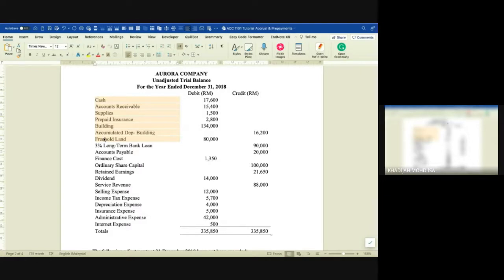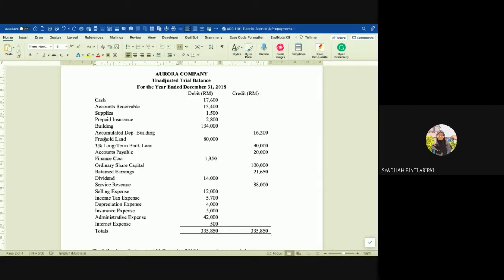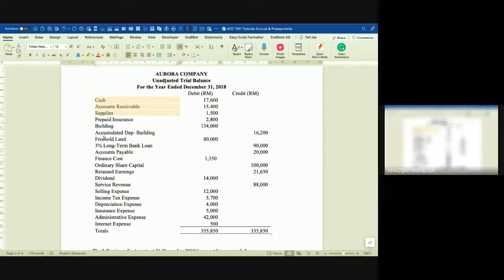The good thing about accounts is that they are normally arranged according to category already. So we have the first part here. We have cash. Is it an asset? You tell me. Cash: asset, liability, or equity? Asset. What about accounts receivable? Asset. Supplies? Asset. Okay, what is supplies?